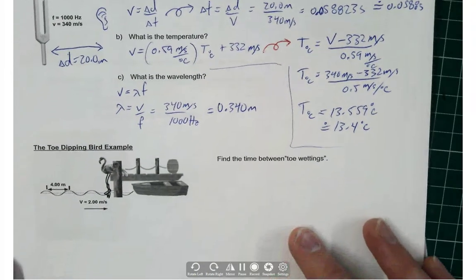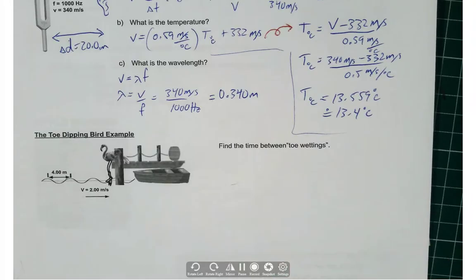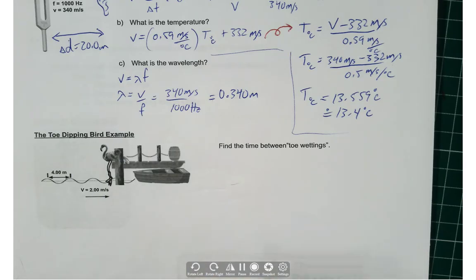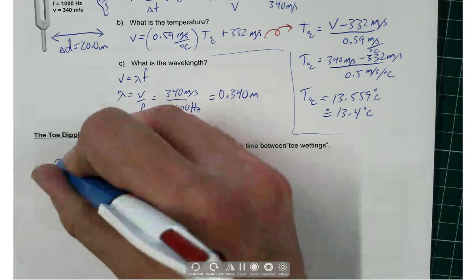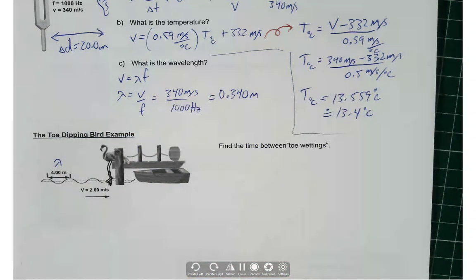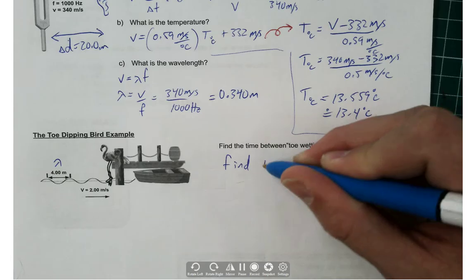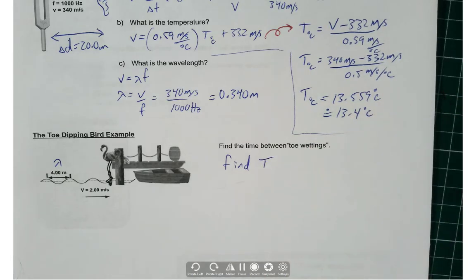I got one quick little thing here. I got a flamingo sitting on a dock, and this flamingo has water washing up towards it. 2 meter per second wave. Flamingo sees the wavelength is lambda, 4 meters. Find the time between toe wettings. What we're really looking for here is find the period, because that's how long it's going to take between the flamingo getting her toes wet.